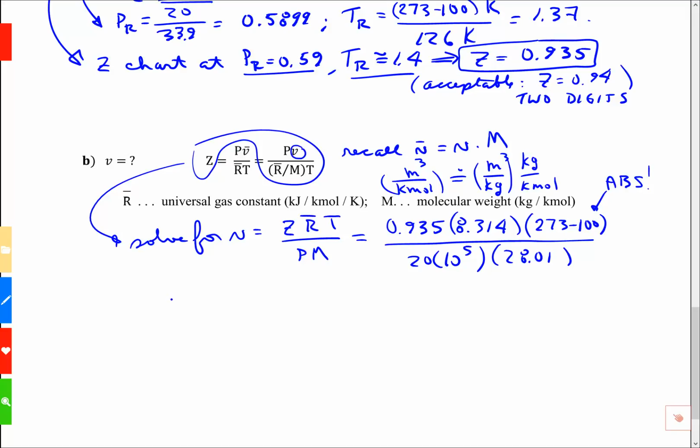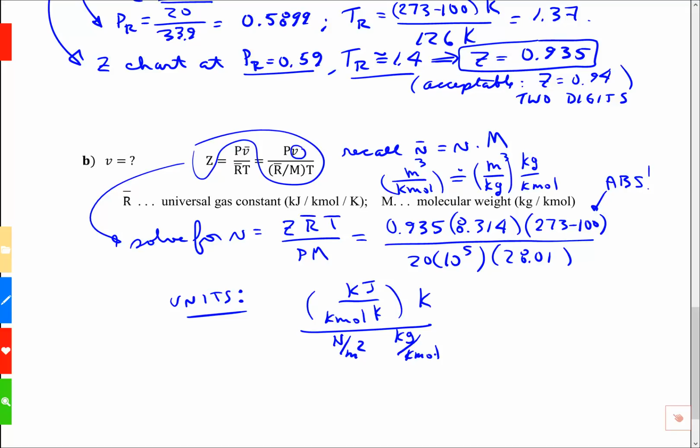Let's check the units on that. I've got the universal gas constant in kilojoules per kilomole per Kelvin. And then I've got kelvins. And then pressure in pascals is newtons per meter squared. And then molecular weight is kilograms per kilomole. Moles drop out. Kelvins drop out. Kilograms remain, that's good. I've got kilonewtons and I've got newtons.